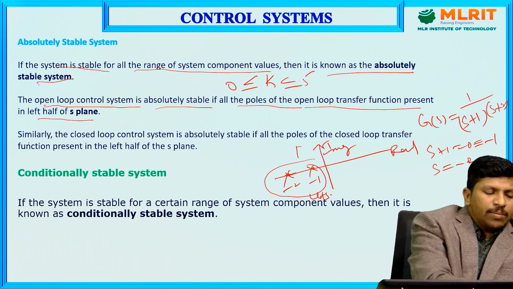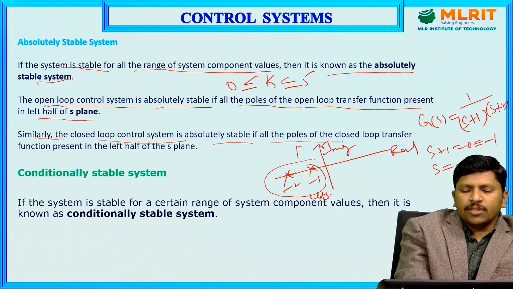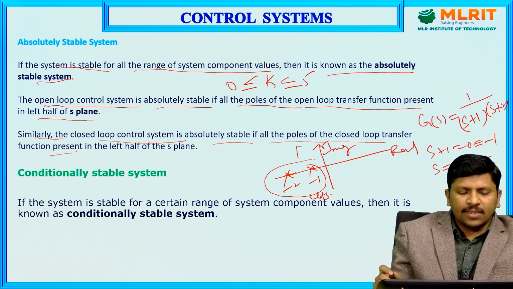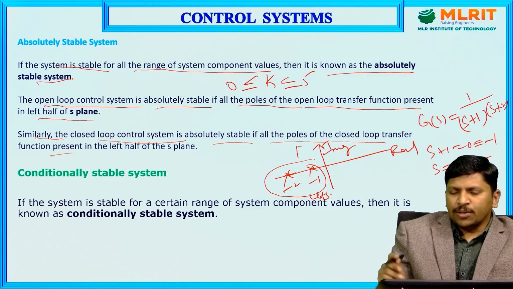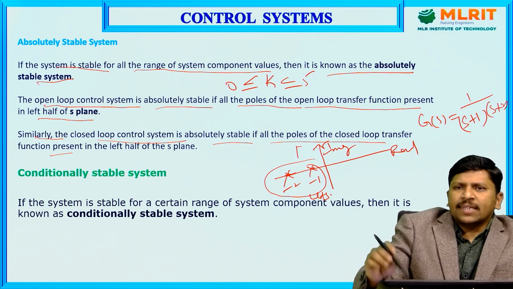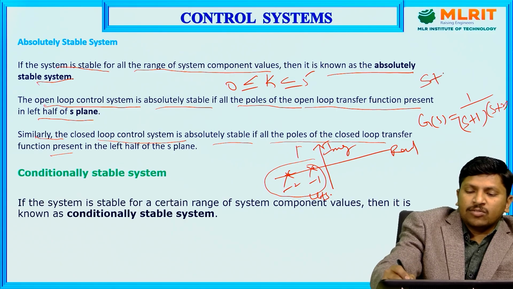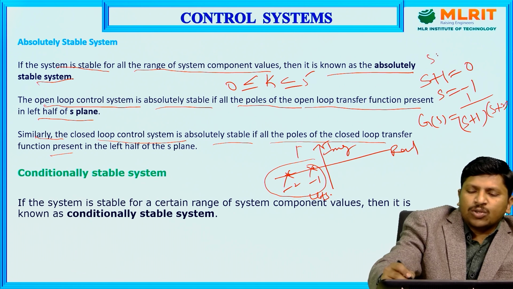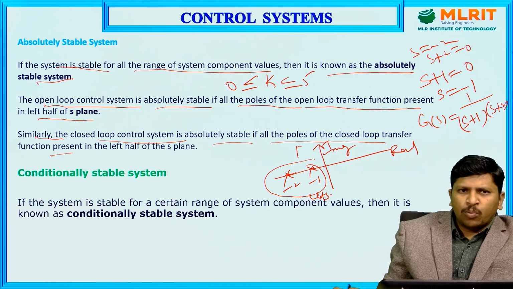Similarly, the closed loop control system is absolutely stable if all the poles of the closed loop transfer function are present in the left half of the S plane. Open loop or closed loop systems are both stable when all the poles are present in the left half of the S plane only. Here s plus 1 in the denominator equals 0, so s equals minus 1, and s plus 2 equals 0, so s equals minus 2. The two poles are present in the left half of the S plane of the open loop control system.